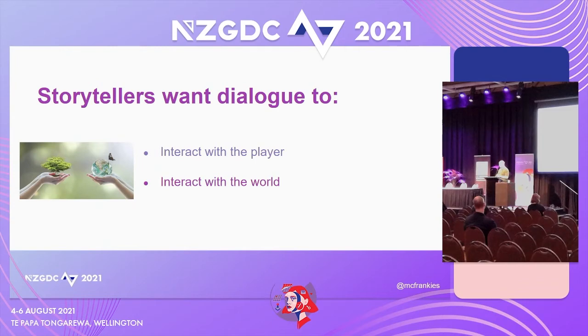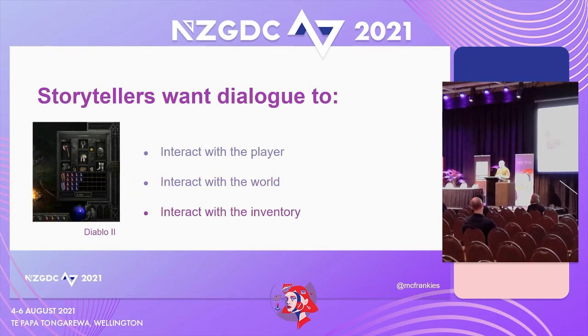Storytellers want dialogue to be able to interact with the world. Just like pushing animations onto a participant, they want to animate and interact with objects in the world. They want to close doors and open chests and even move characters around. What this means is that there needs to be something which can communicate from your dialogue with physical actors and objects in your levels.